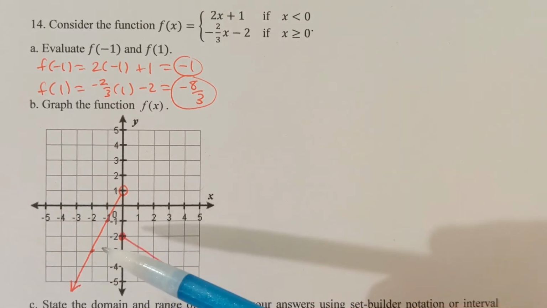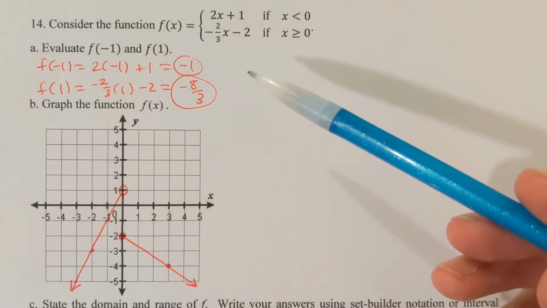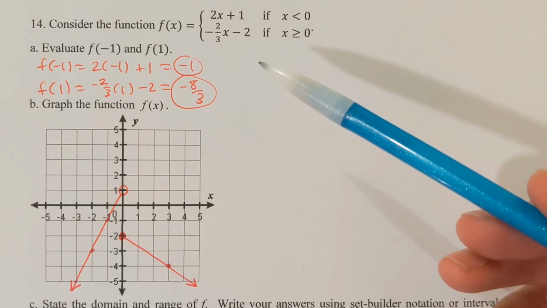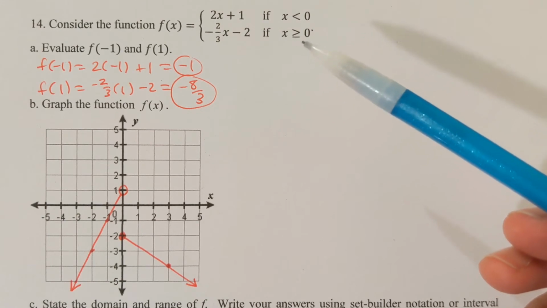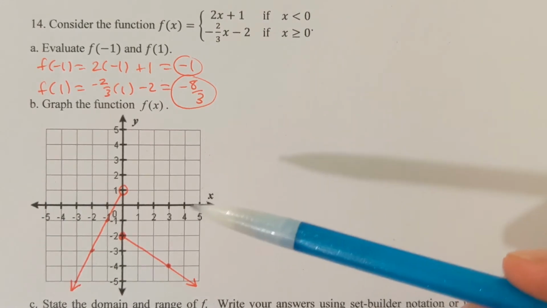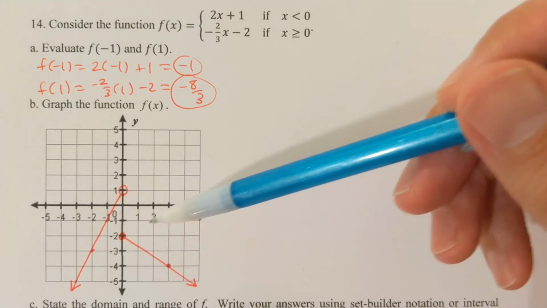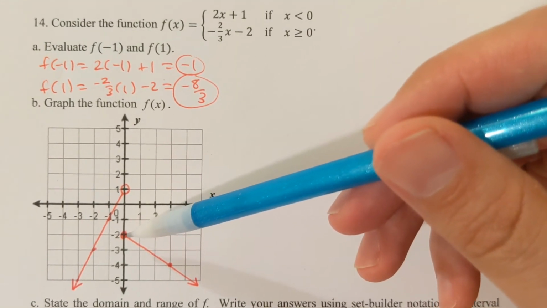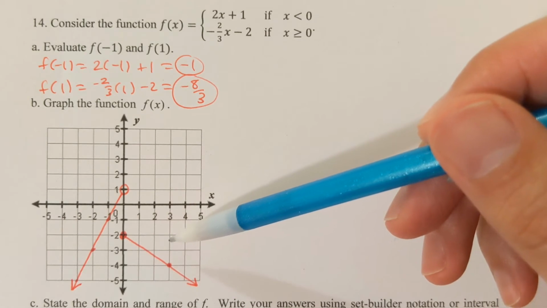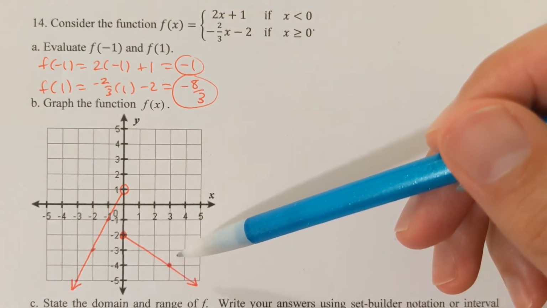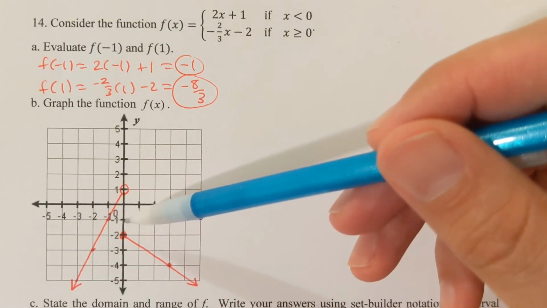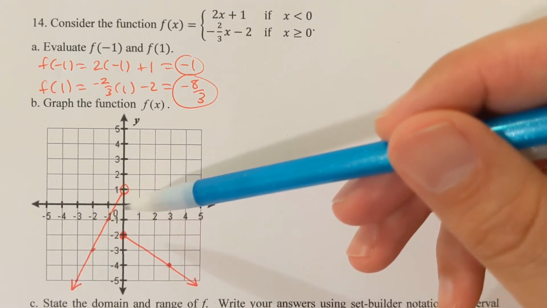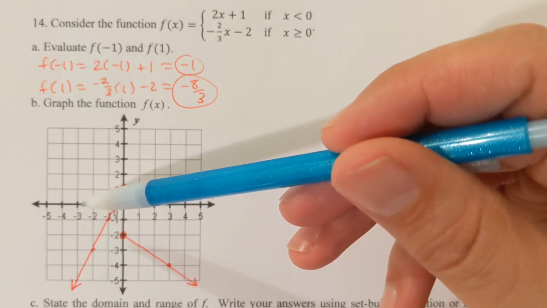Okay, and I'm including the part to the left. Piece 2, negative 2/3 x minus 2 if x is greater than or equal to 0. Well, I am at 0, negative 2, and I go to the left 3 and down 2, or I can go up 3 and to the right 2.